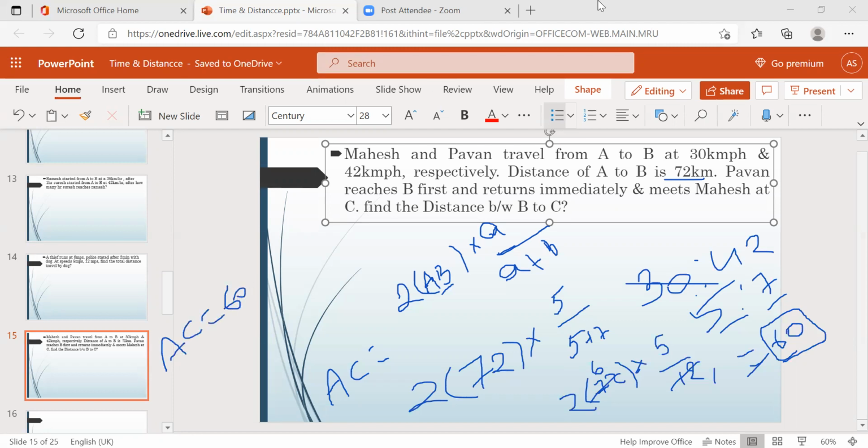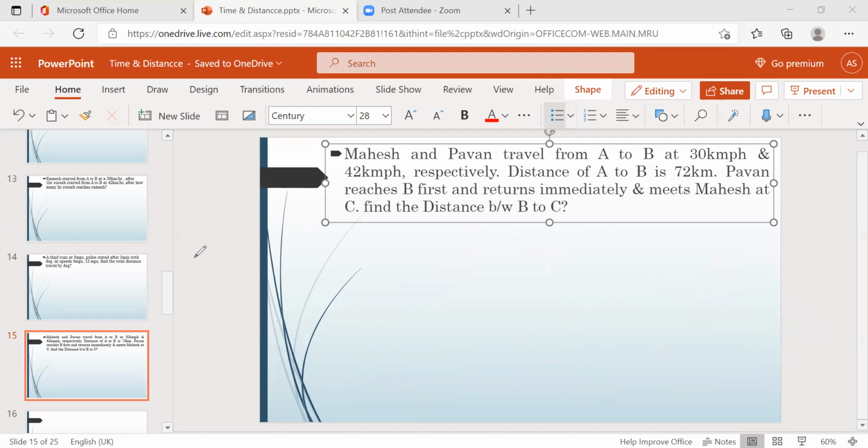Keep this. I'm going to clear this. Just note down this formula first of all. It's a very important formula. Note it down. Is it done? No, I'm going to clear this first. Now, what did we find? AC equals 60 kilometers.